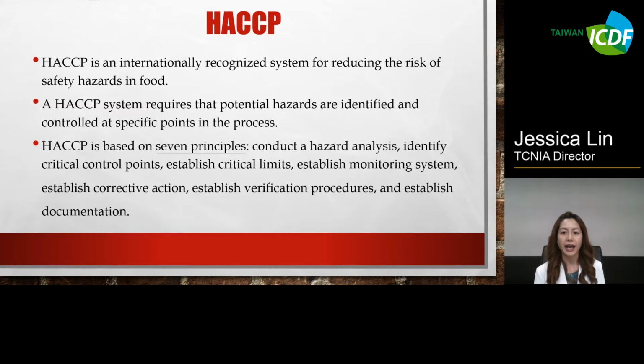First, conduct a hazard analysis. Second, identify critical control points. Third, establish critical limits. Fifth, establish a monitoring system. Sixth, establish corrective action. Then establish verification procedures, and establish documentation. So there are in total 7 principles. Sorry, I think I did the counting a little bit wrong. But you know there are 7 principles in the HACCP plan.